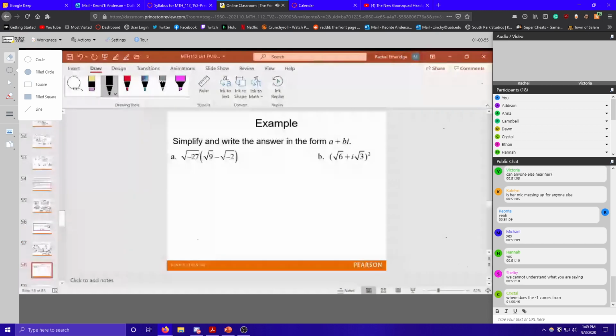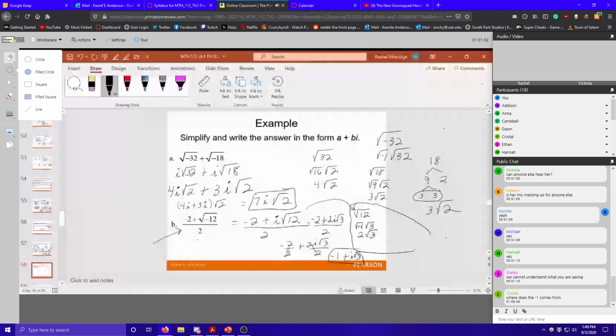Someone asked where the negative 1 comes from. Which one? Say that again. I think she meant in the final answer. It's just negative 2 over 2 and it's simplified. So I just divided negative 2 by 2, which is negative 1.